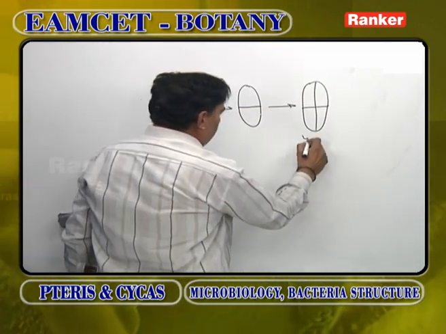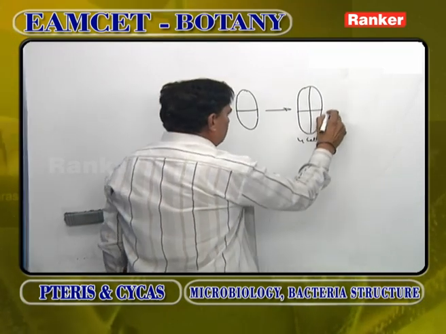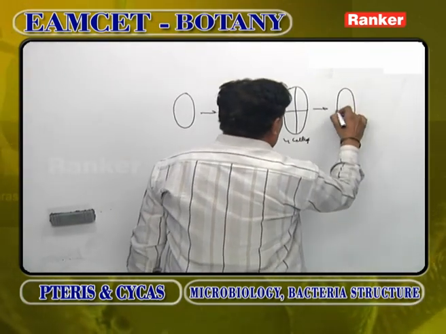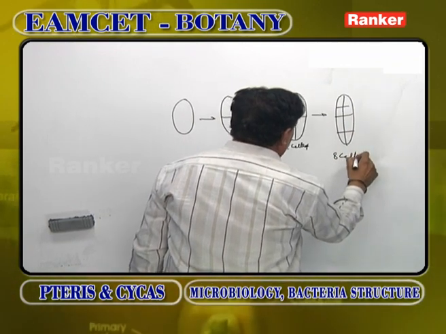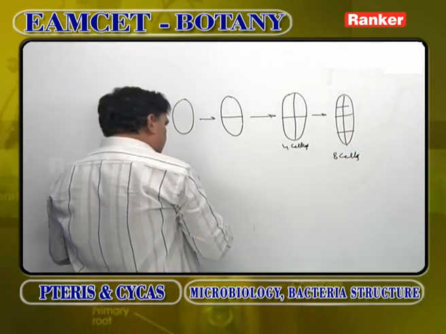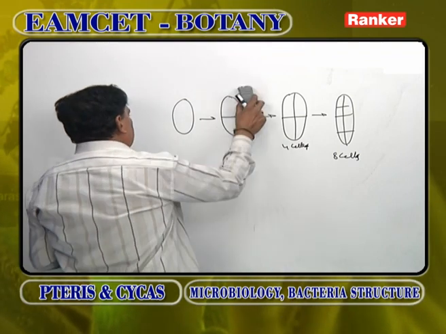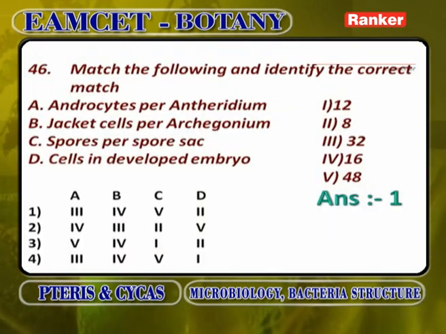How many cells are formed? 4 cells are formed. Now, in each half of this cell, another transverse division takes place. How many cells are formed? 8 cells are formed. The most important aspect in Pteris is whenever the organogenesis or morphogenesis takes place, it takes place only at 8 celled stage.